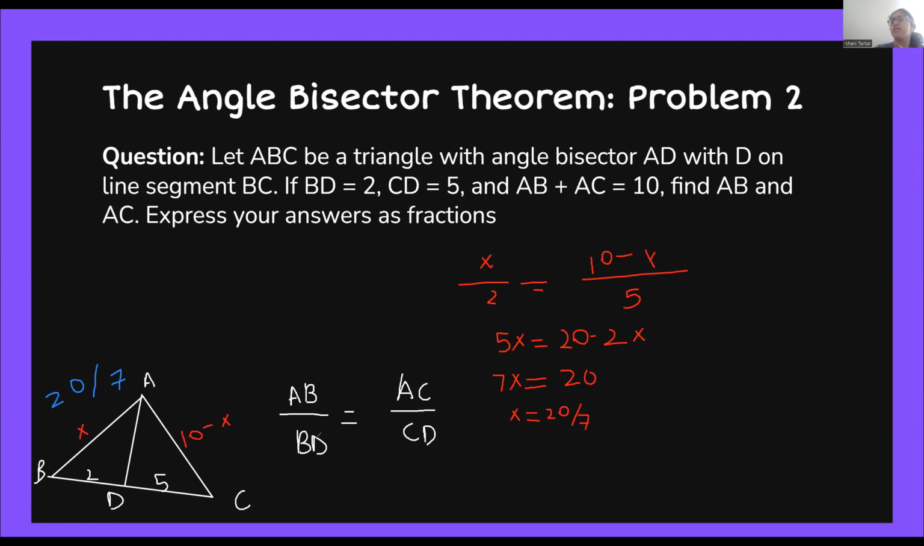And now we want to find what AC is. So we know that AC is equal to 10 minus X. So that means we can do 10, which is just 70 over 7, minus 20 over 7, is equal to AC, right? So that means that we get 50 over 7. And that will be what AC is, because AC is 10 minus X. So that means that AC is 50 over 7 and AB is 20 over 7.